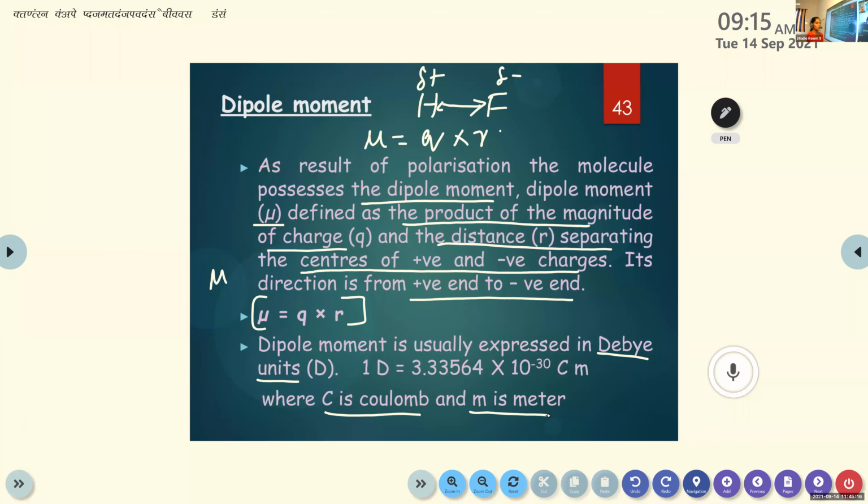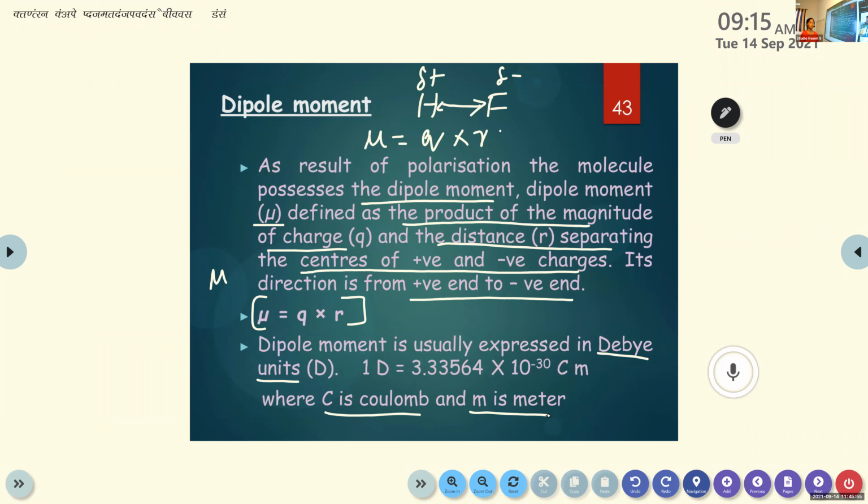Clear, children? Polarization means the attraction of the shared pair of electrons towards the electronegative atom. As a result of this polarization, dipole moment is evolved. It can be defined as the product of the magnitude of charges and the distance between the centers of positive and negative charges. Its direction is always from positive end to negative end. We can write its equation: mu, the representation of dipole moment, equals Q into R. Q is the magnitude of charge, R is the distance between positive and negative centers.